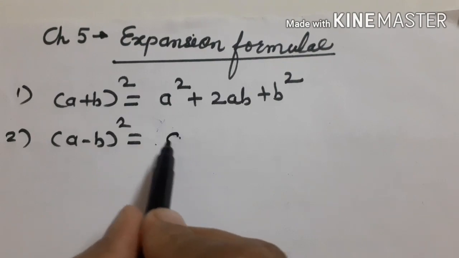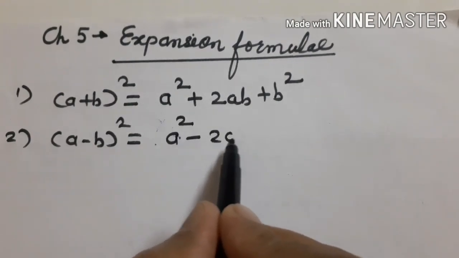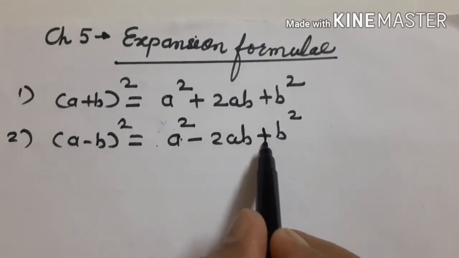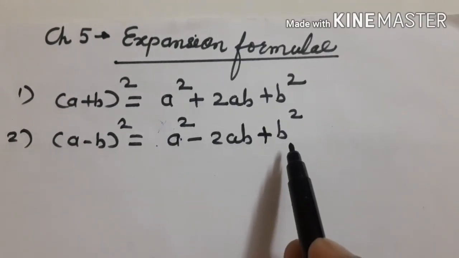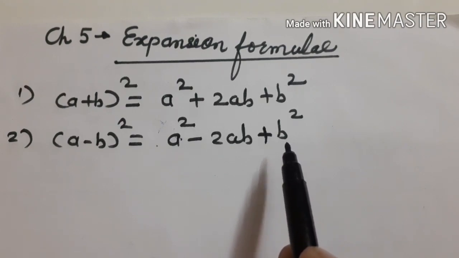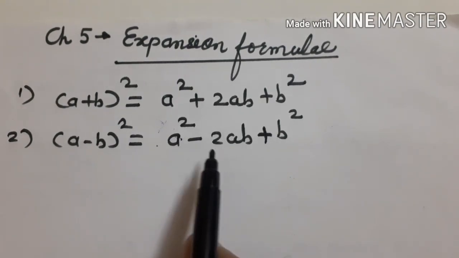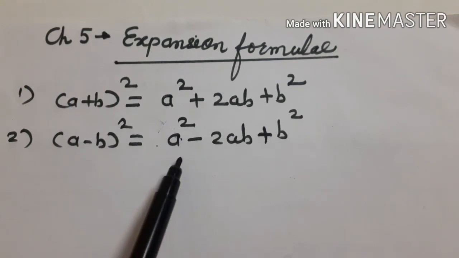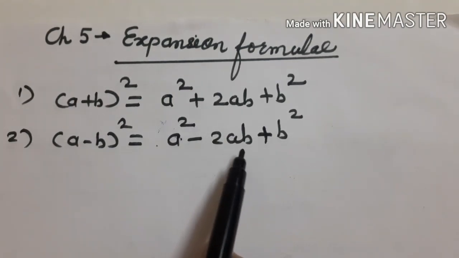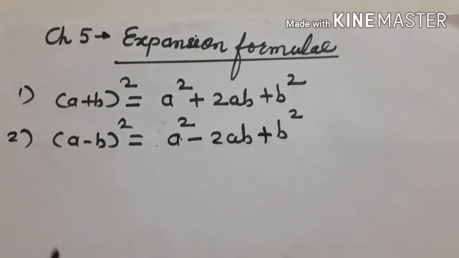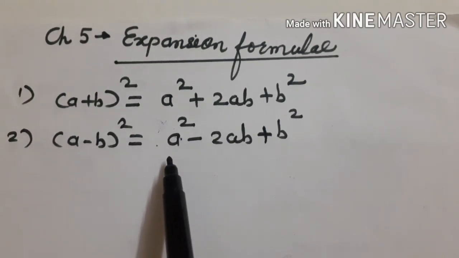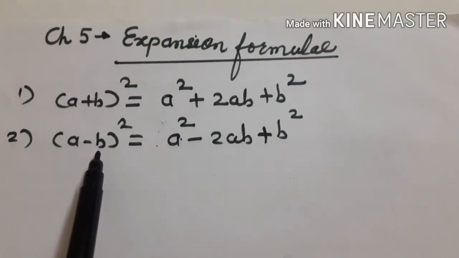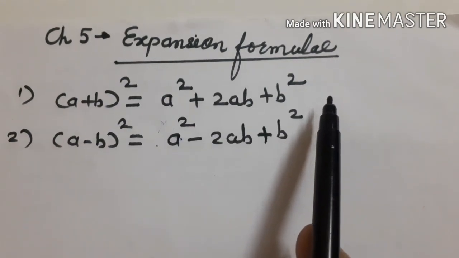Same expansion here, only here there is a minus sign, so change the sign in the middle term: a square minus 2ab plus b square. Here remember plus b square because a square is always positive. Only the middle term is negative when the minus sign is coming. You remember like that: first term square minus 2 into first term into second term plus second term square.